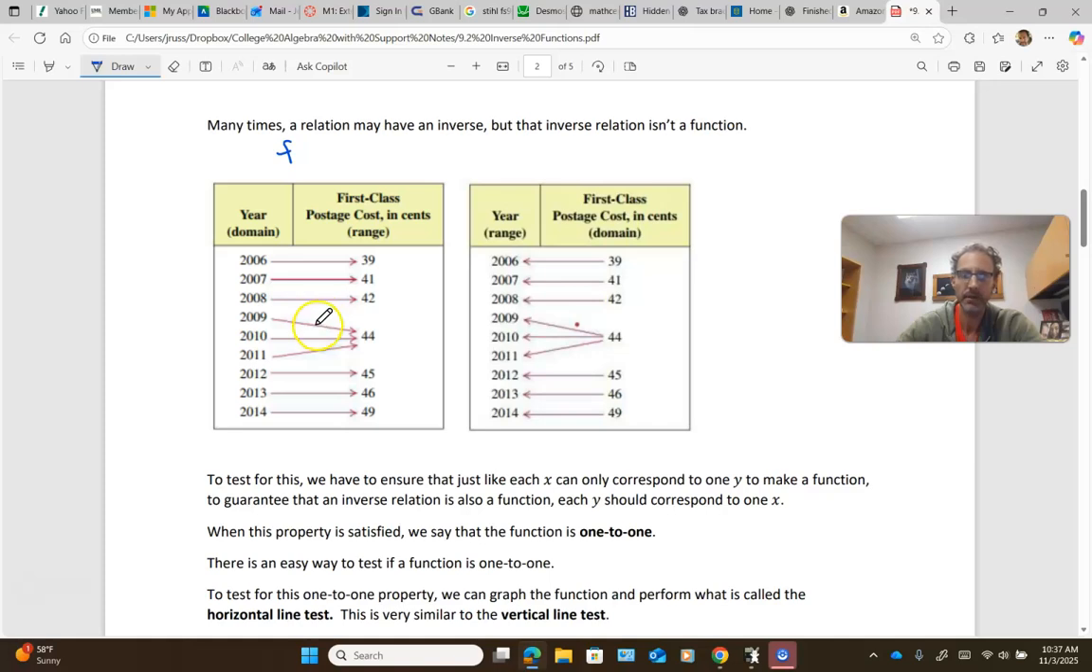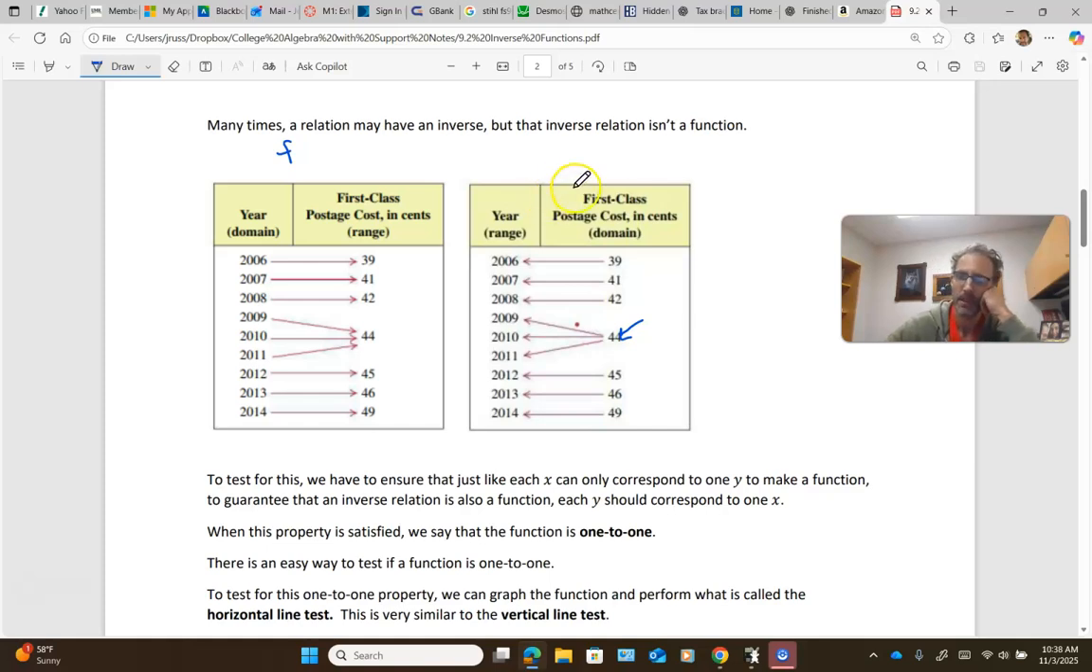But let's look at the inverse, or the reverse. If the cost becomes our domain, and the corresponding year becomes our range, then this is not a function. It's this element right here, because 44 corresponds to 3 different years. So all of this is to illustrate that not every function will have an inverse that's also a function. It'll have an inverse, but that inverse may not be a function. So that's what we want to talk about now.